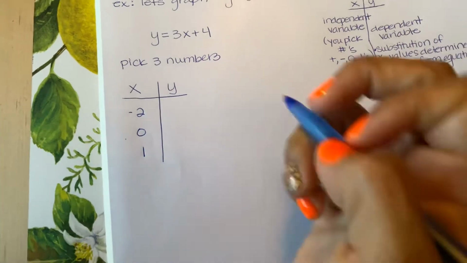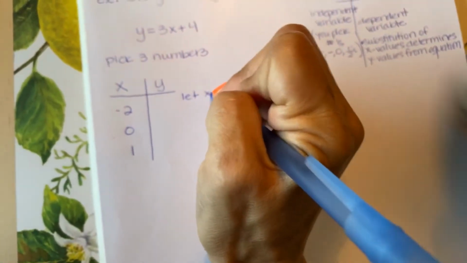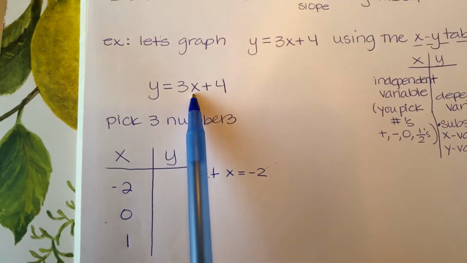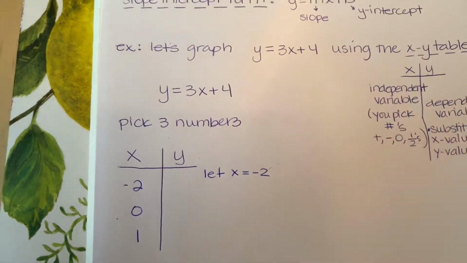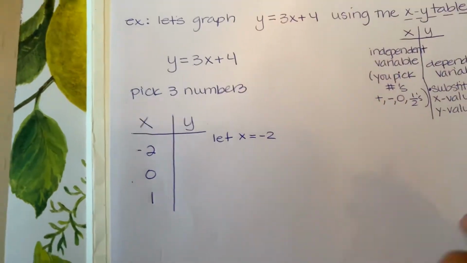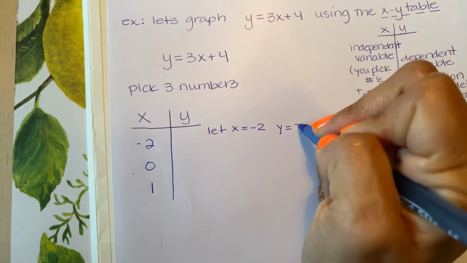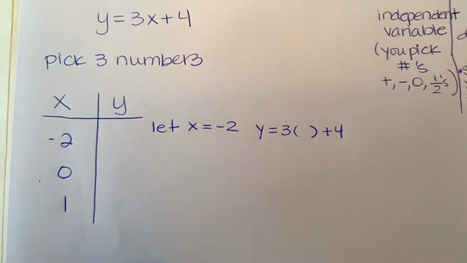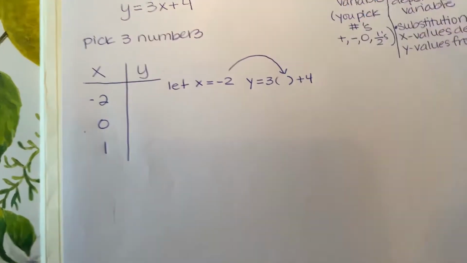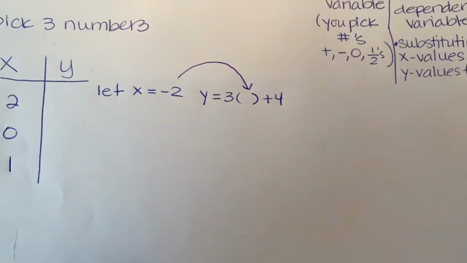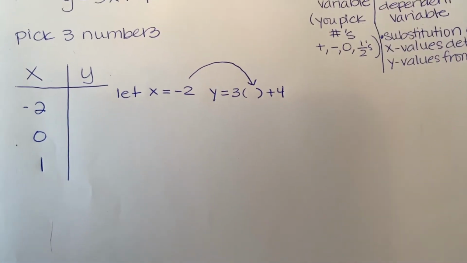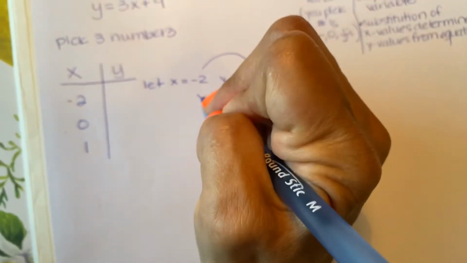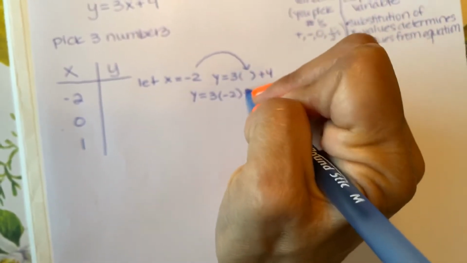Okay, so let's substitute. We're going to let x equal -2, and we're going to substitute it right there, correct? But I'm still going to rewrite the equation. Okay, so I'm going to substitute into y equals 3x plus 4. So this -2 is going to get substituted right in here. And I know this is review for you, but that's the whole point of this, so that once we get into systems, we can just move on ahead. Okay, so I'm going to get y equals 3(-2) plus 4.